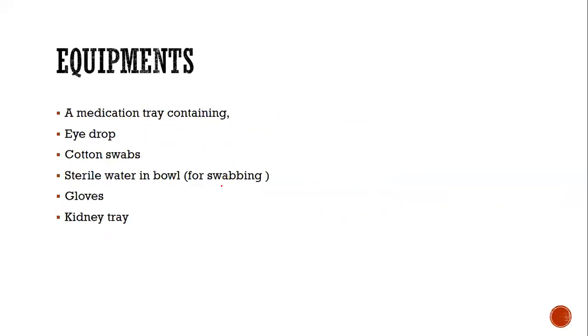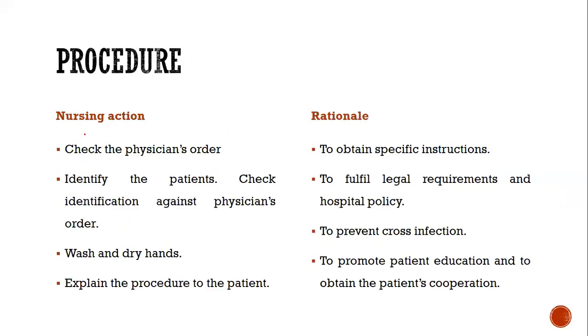So next we can discuss what equipment is needed for an eye drop instillation. A medication tray containing the eye drop. The prescribed medication should be taken in that tray, and cotton swabs should be taken to clean the eye. Then sterile water in a bowl for swabbing. Then gloves and kidney tray. So these are the common equipment needed for delivering an eye drop.